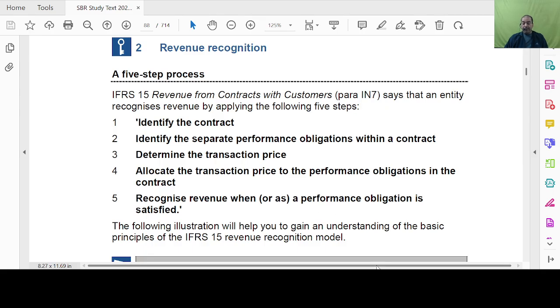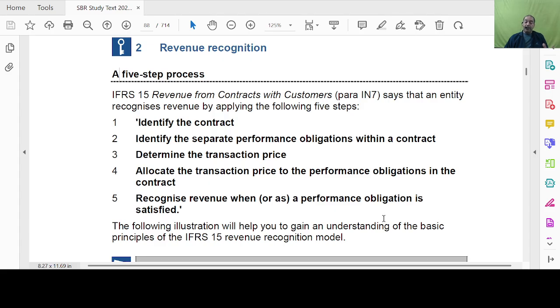Third is determining the transaction price. That means we have to find out whether the transaction price comprises any variable component or it is a fixed component, right? So we will have to see what is that variable component and how to calculate the transaction price. Sometimes the transaction price has an inbuilt interest factor, which we say is a finance cost, a hidden finance cost. So we have to find out what is the actual transaction price.